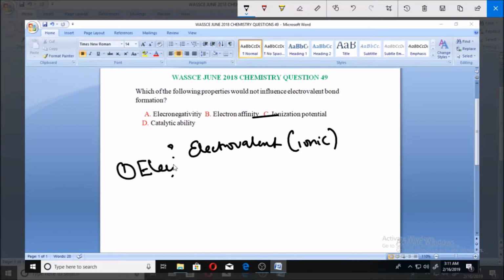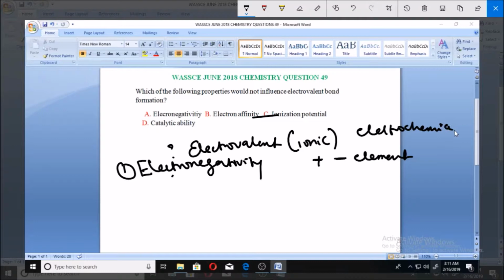Number one is what we call electronegativity. That is how positively powerful or negatively powerful a given element is. Very, very important. Where the element is placed in the electrochemical series is very, very important. That's electronegativity. Then number two is what we call electron affinity.